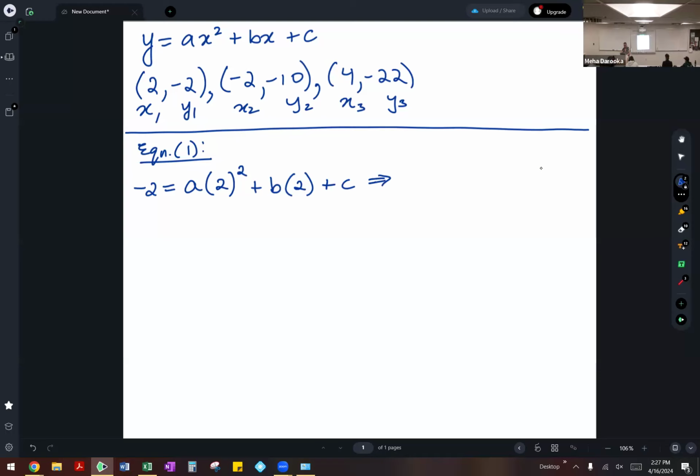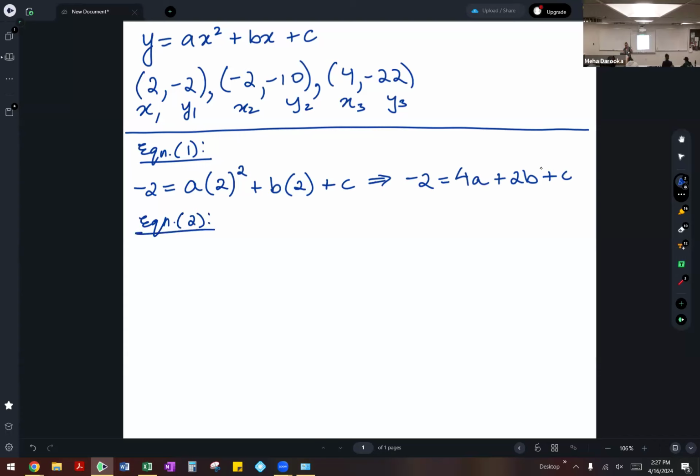So cleaning this up, we have -2 on the left-hand side. 2 squared will become 4, so that becomes 4A. Plus 2 times B will be 2B. And then of course, C will stay as it is. So that's our equation 1. We'll do equation 2 next.